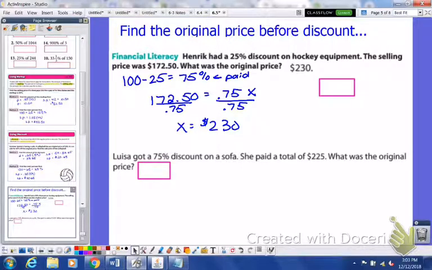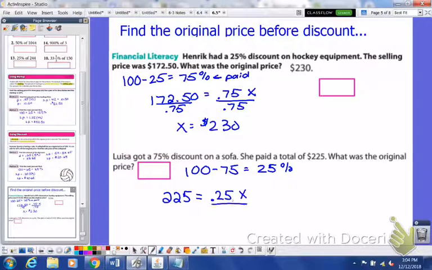And this one, Louisa got a 75% discount on a sofa. She paid a total of $225. What was the original price? So again, just like before, if we have a 75% discount, then that means we are paying 25%. Okay, so if she paid, so her part, 225 equals 25% of what? So divide by 0.25, divide by 0.25.